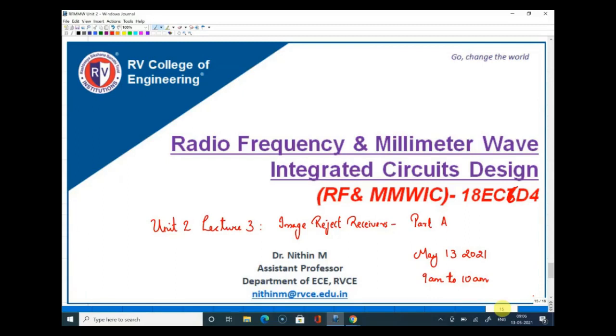So far we have looked at a simple heterodyne receiver and an extended version, the double down conversion receiver. And there are other receivers too that we will see after this image reject, called direct conversion receivers.